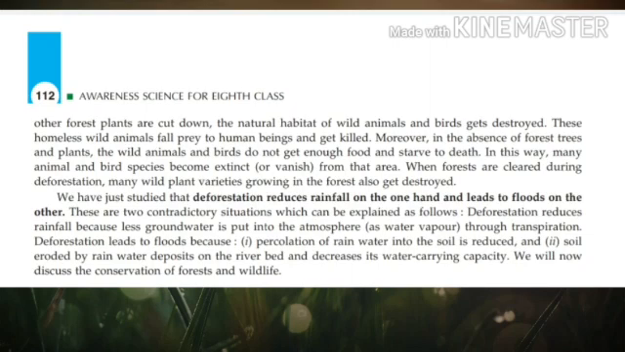Now, here we complete deforestation and its causes and consequences. In the next video, we will discuss the conservation of forests.